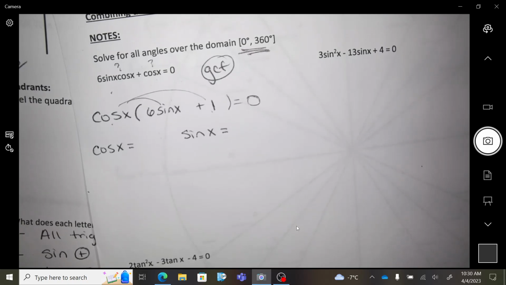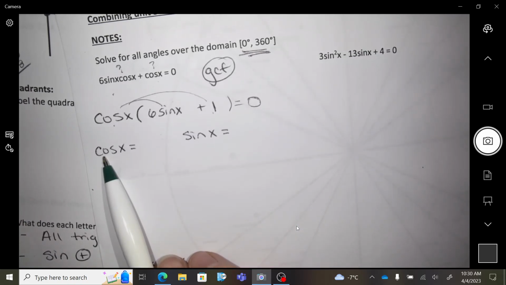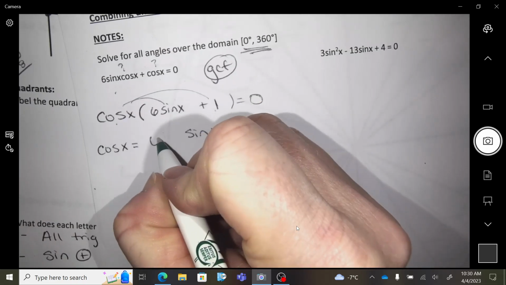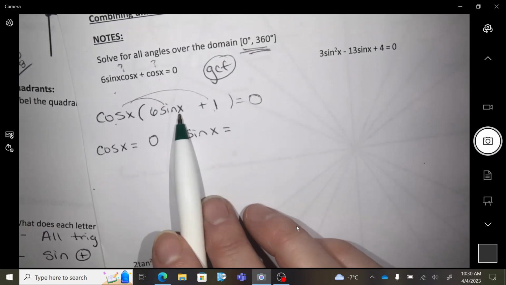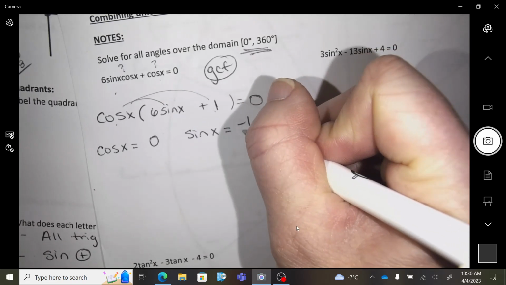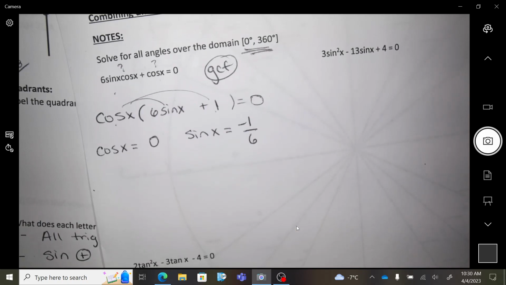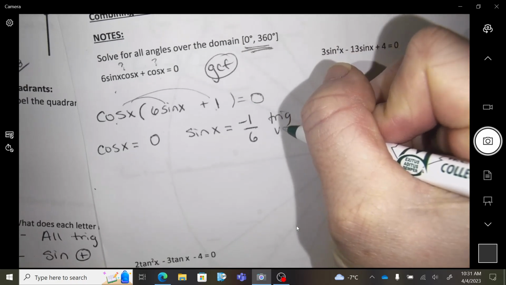Okay, this is going to get me my trig values. If I want this to be 0, cos x would have to be 0. If I want this bracket to be 0, sine x would have to equal, and this is a fraction, negative 1 over 6. This is all the same as last unit, it's just that there's not an x there, it's a trig. Okay, all that work, those were trig values.